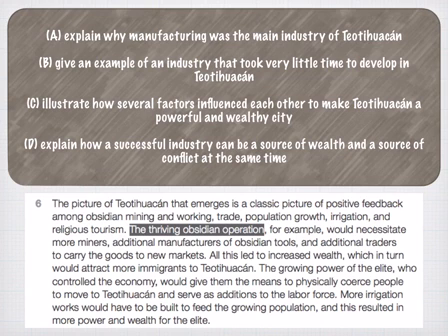B, give an example of an industry that took very little time to develop in Teotihuacan. Now, if we look through the whole thing, as I said, we only really need to read up to the third sentence. All of this led to increased wealth. We don't really need to go any further than this, because it just gives us furthering illustrations of what the effect of the thriving obsidian operation was, and how Teotihuacan grows and things like that.